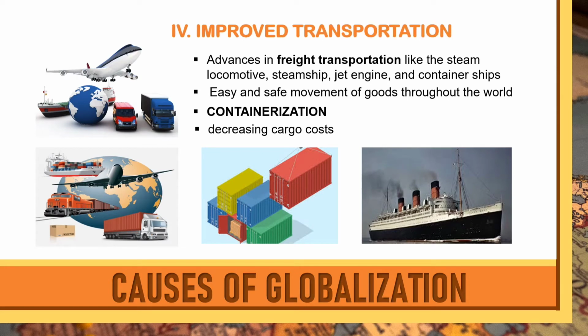Next is the improved transportation. When we see the word transportation, it is the industry that connects other industries, and it is evident as a key to fueling globalization. Advances in freight transportation like the steam locomotive, steamship, jet engine, and container ships have been a major cause of globalization, which generated further economic interdependence across the globe because of easy and safe movement of goods. Developments such as containerization for ocean shipping allow companies to ship large products more efficiently, thereby decreasing cargo costs, helping to fuel the globalization process.